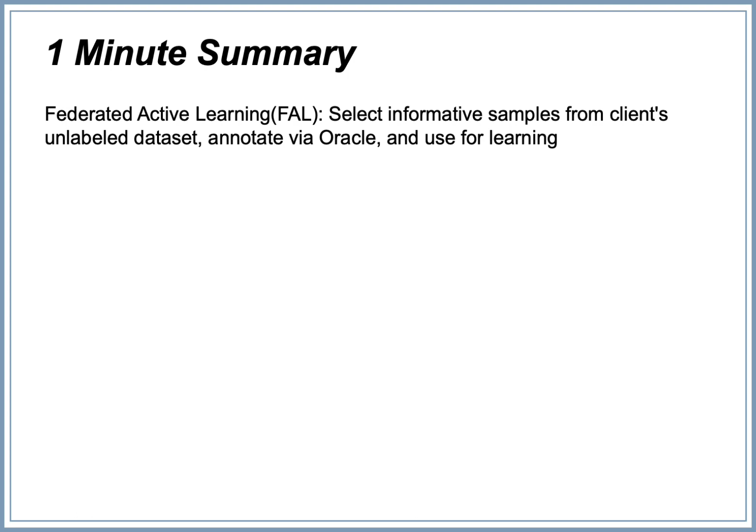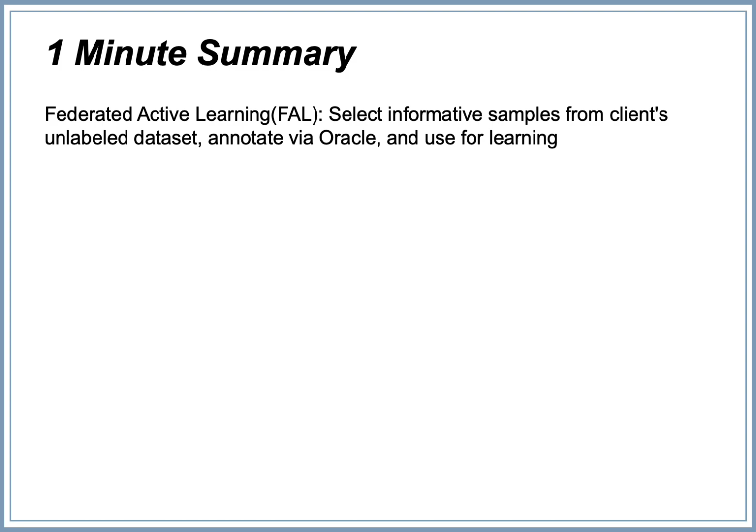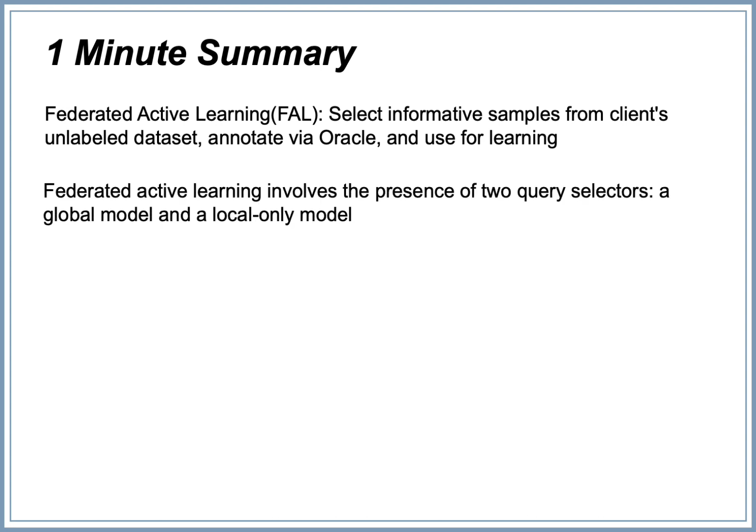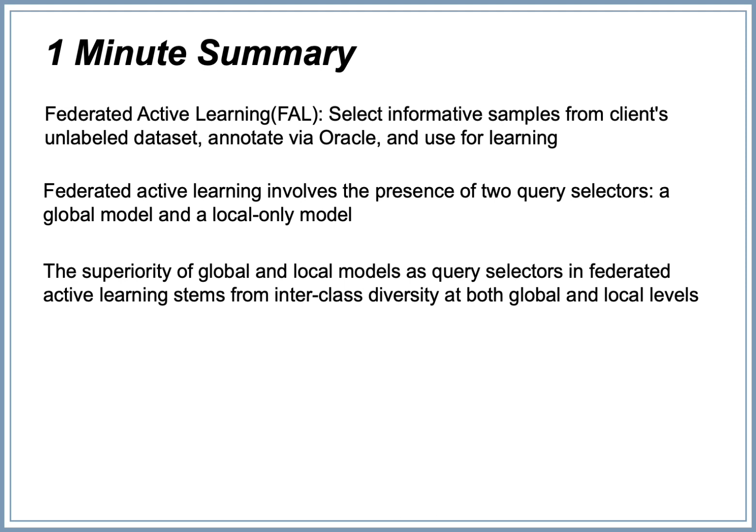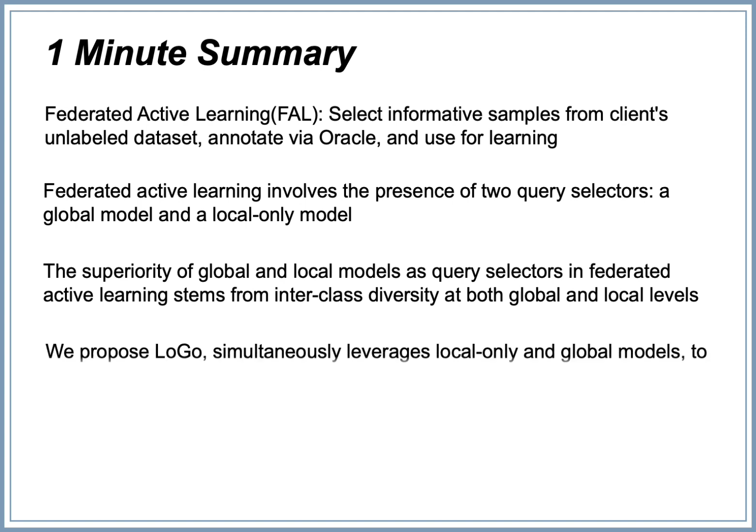1-minute summary. Federated Active Learning, or FAL, is a process where informative samples are selected from a client's unlabeled dataset, annotated through an oracle, and utilized for learning purposes. One key aspect of FAL is the presence of two query selectors, a global model and a local-only model. These models play a crucial role in selecting relevant samples for the active learning process. The strength of using both global and local models as query selectors in federated active learning lies in the interclass diversity observed at both the global and local levels.